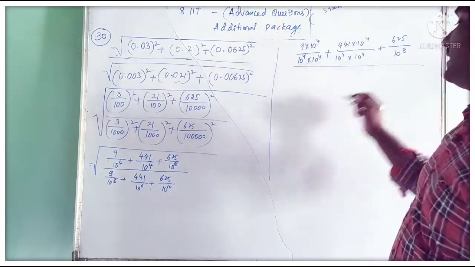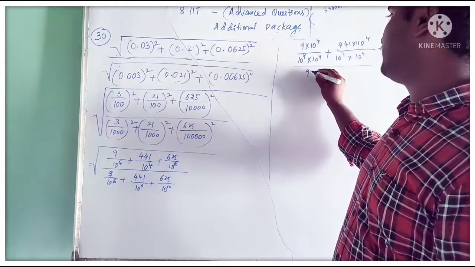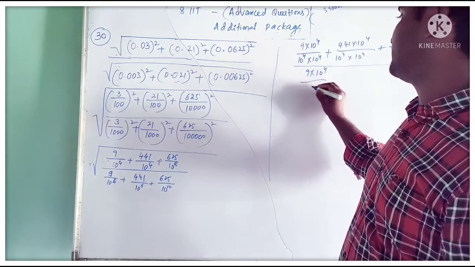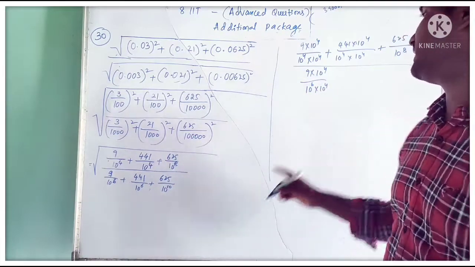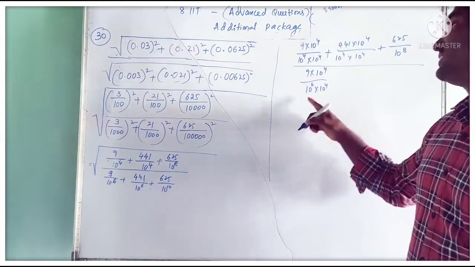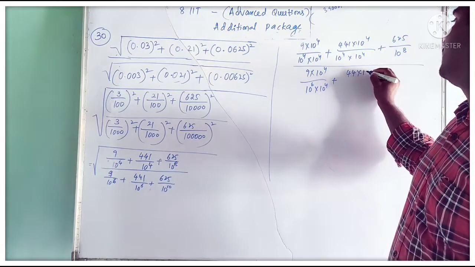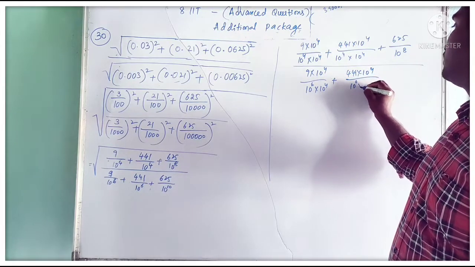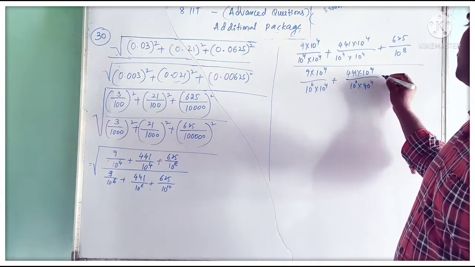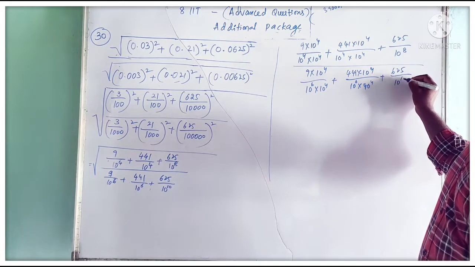In the denominator also I want to make the denominators equal. So I am multiplying by 10 power 4 in the numerator and 10 power 6 into 10 power 4, so it becomes 10 power 10 only. When you multiply the same base number, we should add the powers. Similarly, 441 into 10 power 4 by 10 power 6 into 10 power 4, plus 625 by 10 power 10 we have.